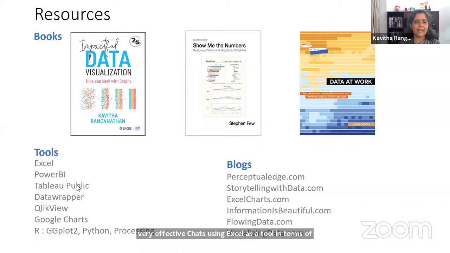In terms of tools, Excel is always an option. There's Power BI and Tableau for exploratory analysis. If you want to explore your data and get insights, it's a very good tool. And Data Wrapper is great if you want to create beautiful visualizations for presenting your data. There's a free version of Data Wrapper. There's a free version of Tableau called Tableau Public.